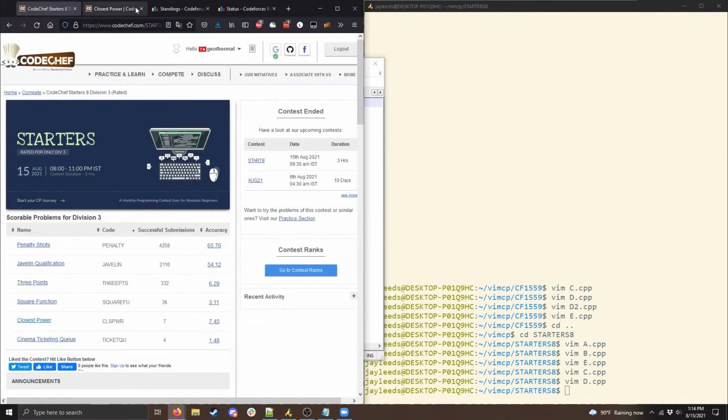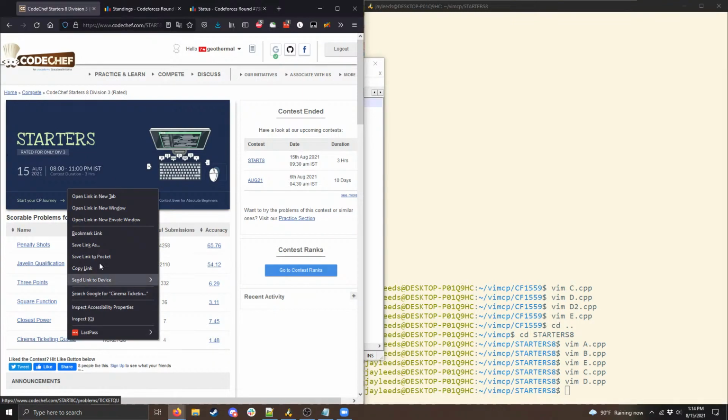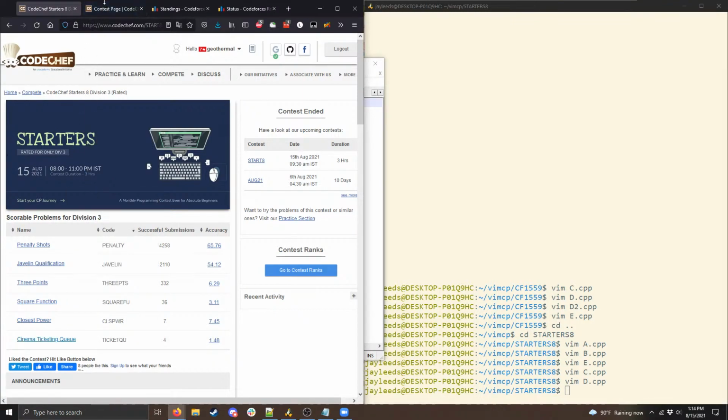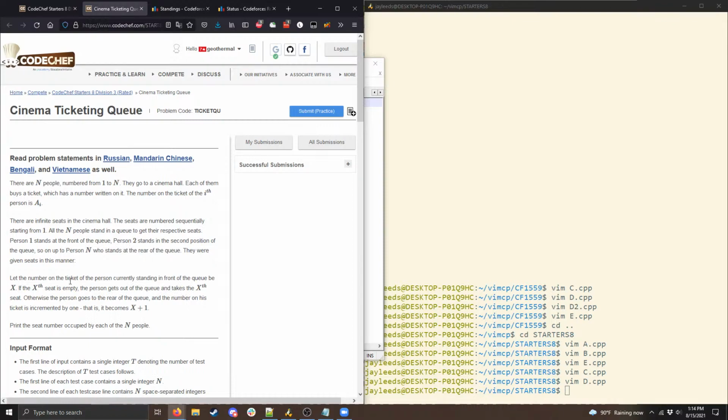Okay, and now the final problem. So we've got n people numbered from 1 to n. Each of them buys a ticket which has a number written on it. And what's going to happen is we've got a person at the front of the queue. If their seat is empty, then they're going to get out of the queue and take that seat. Otherwise, their ticket is going to be incremented by 1 and they're going to return to the back of the queue. And we have to find the seat number occupied by each of the n people.